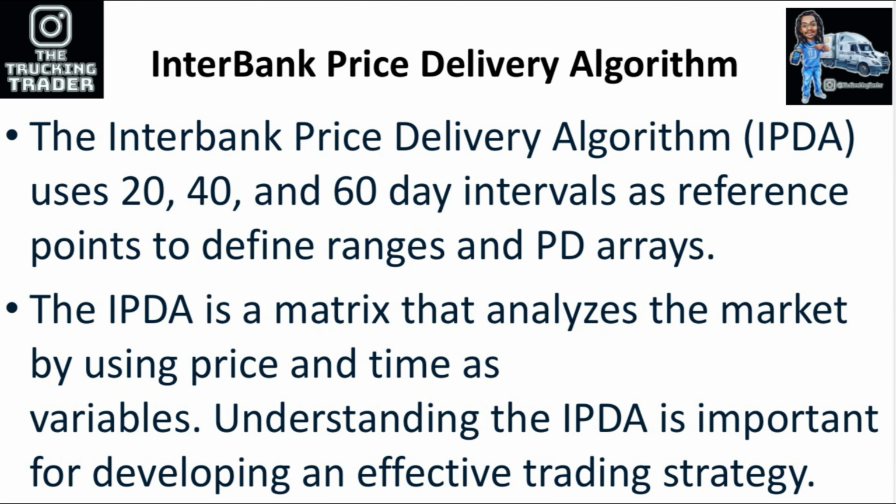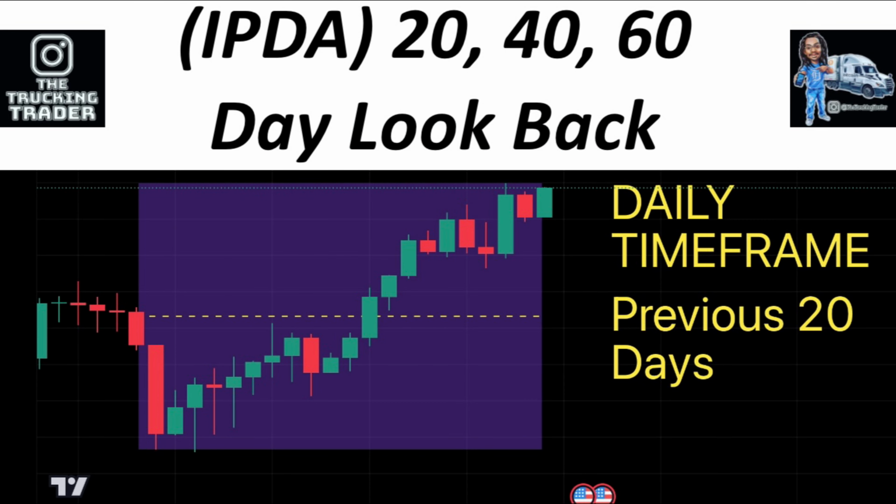So the interbank price delivery algorithm is essentially looking back in the market in 20, 40, and 60 day intervals, right? This is a matrix that analyzes the market by using price and time as variables. Using the IPDA is important for developing an effective trading strategy because you always need to know where you're at in the market. And also, this is going to allow you to find the liquidity. It's going to allow you to look back in the market, find the liquidity, find the fair value gaps, and it's going to give you a lot of great information.